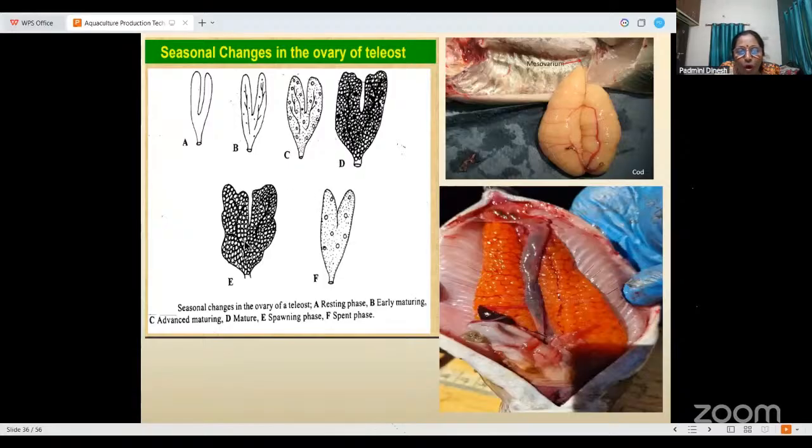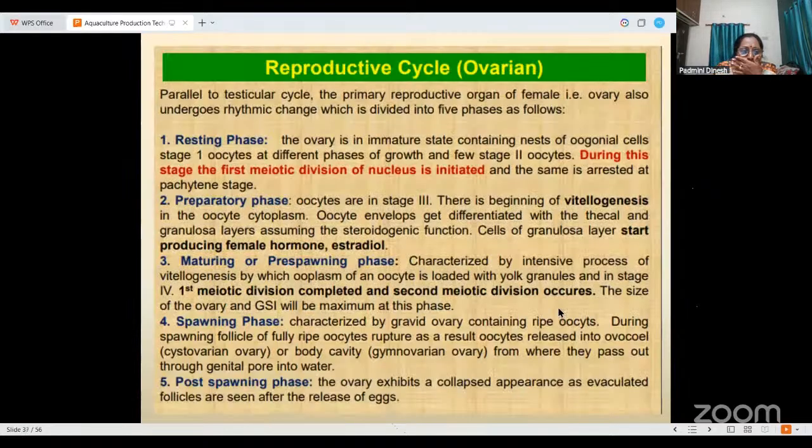Spawning phase, ready to spawn. Spawning is the releasing of the eggs. And this is the spent phase, where all the eggs are released. So you can see a pair of ovaries covered by the mesovarium, a very thin layer covering around them. Now this is an advanced maturing phase. You can see the size of the eggs, so this is an advanced one, a pair. This is one ovary over there, this is the other ovary. And you can also go through this ovarian reproductive cycle: the resting, preparatory, maturation, and spawning phases.